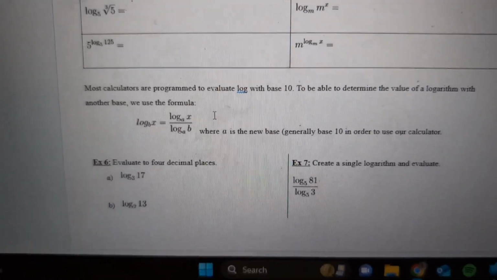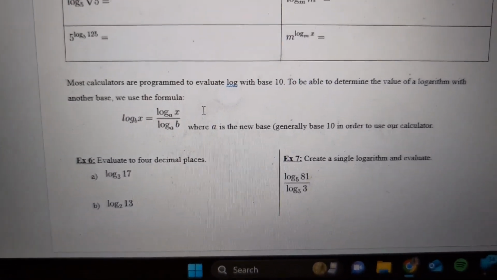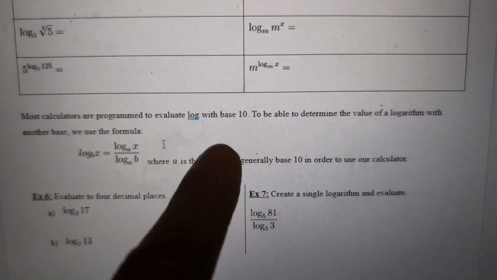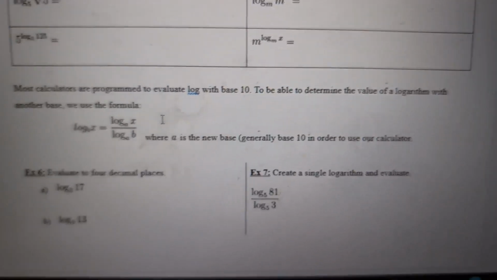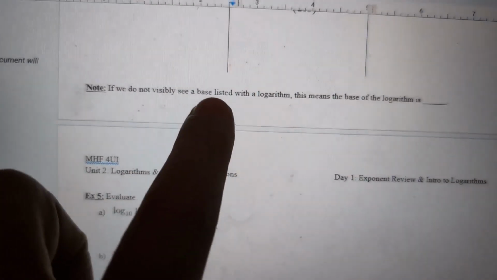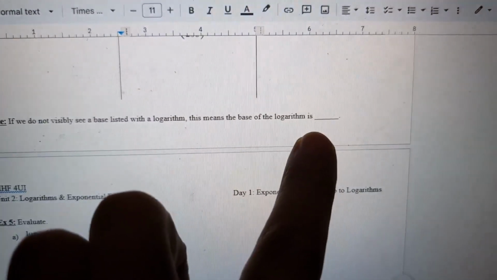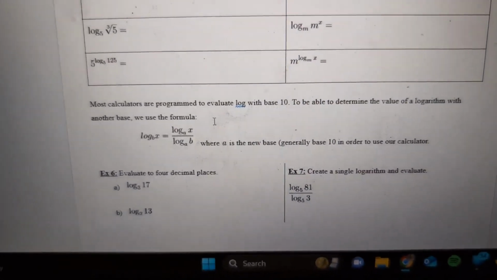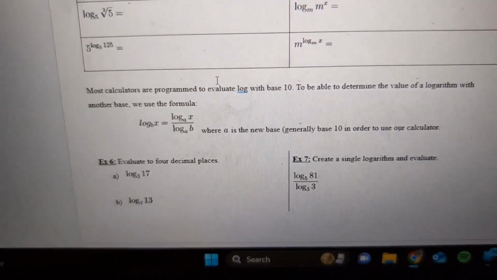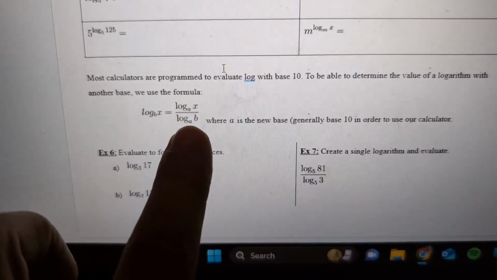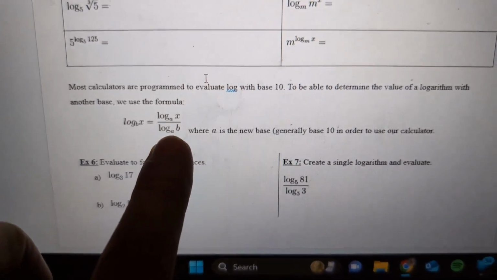Most calculators, I should pull out a calculator here in just a moment, are programmed to evaluate log with base 10. So we talked about earlier, and I know I didn't quite write it in, but if you don't see visibly a base listed, that's going to use a base of 10 in this blank right here. And so calculators are the same way. They're used to doing logs with a base 10. If we want to use another base, we have to use this formula here. We call this the change of base formula.